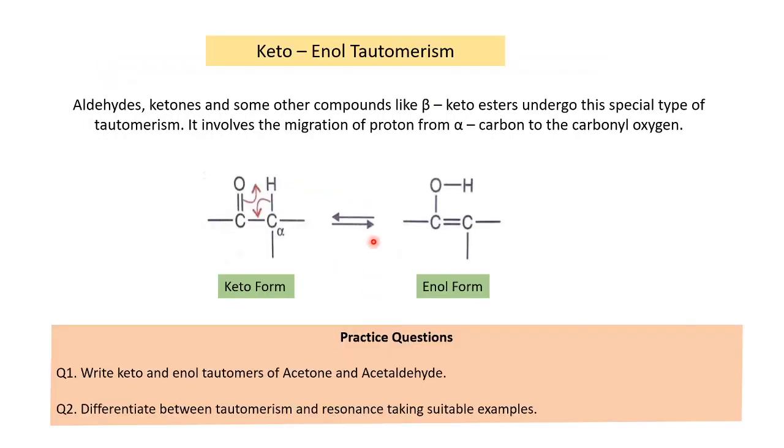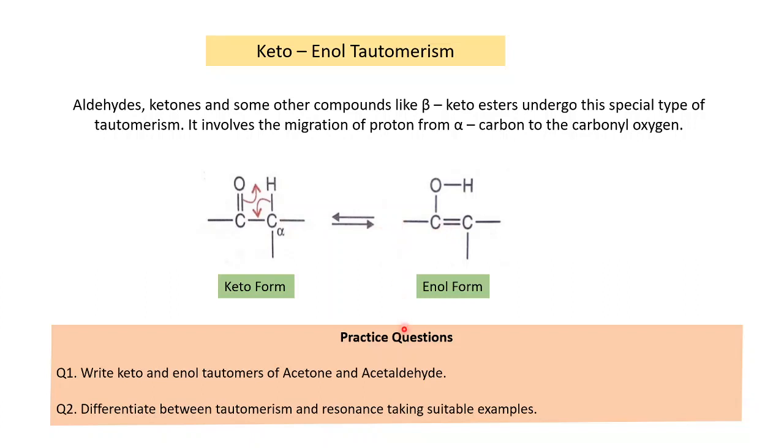Now the next topic is keto-enol tautomerism. So aldehydes and ketones, as we all know, undergo a particular type of tautomerism, which is known as keto-enol tautomerism. So this is the keto form and this is the enol form. This "en" is here and "ol" is here. So this is the keto-enol form.